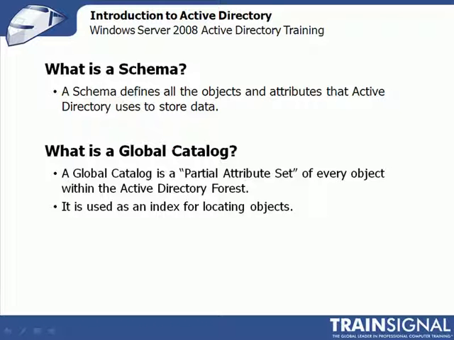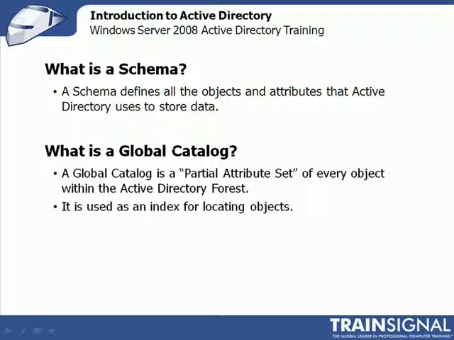Now, the last component that I want to define for you here is the global catalog. What is the global catalog? Well, it is a partial attribute set, as I mentioned a few minutes ago, of every object within the Active Directory forest. And here's the deal. What is the global catalog's purpose? I mean, the objects already exist somewhere else. Why do we want to have this thing called the global catalog?